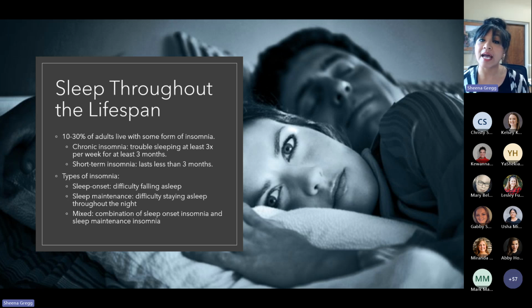When we think about the types of insomnia that are involved, there's sleep onset, which is difficulty falling asleep. There's also sleep maintenance, and that's going to be difficulty staying asleep throughout the night. And then there's also mixed. That's going to be the combination of both sleep onset insomnia as well as sleep maintenance insomnia.